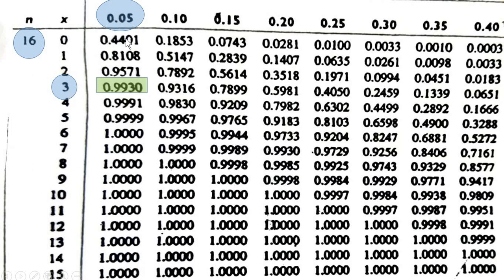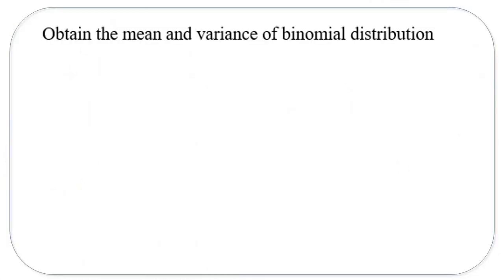And p is 0.05, so you get the answer 0.9930, which you have to subtract from 1, so you will get 0.007. Now let me discuss another derivation here. Obtain the mean and variance of the binomial distribution.